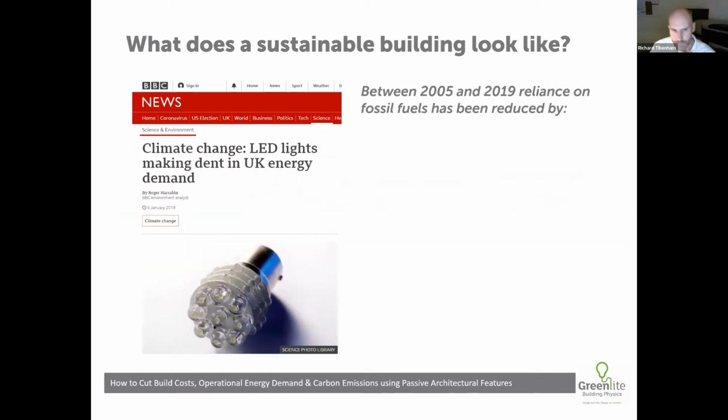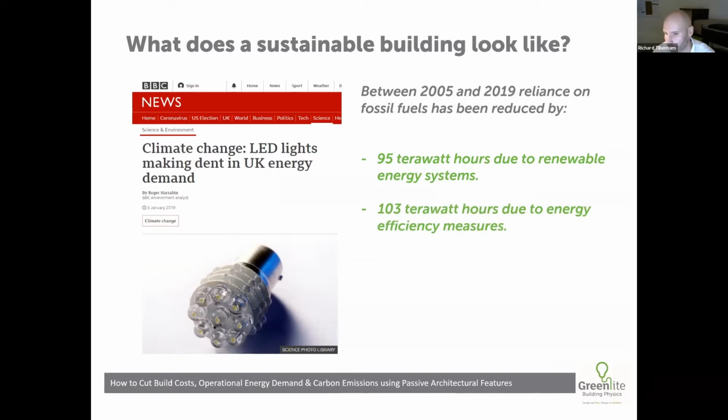So this is a news article from the BBC from last year, and it cites a report which looks at reduction in fossil fuel usage between 2005 and 2019. And the conclusions of the report were that the equivalent of 95 terawatt hours was reduced due to the use of renewable energy systems during that period. But 133 terawatt hours were reduced due to efficiency measures. So there are efficiency measures like LED lighting, more efficient appliances, this type of thing, loft insulation and so on.